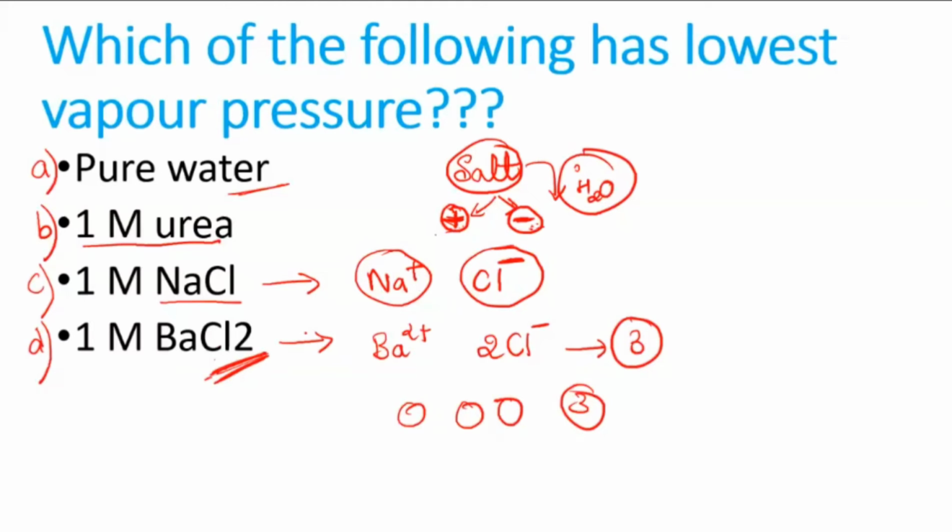So when a salt is given, you should be very careful. You have to break them and find out how many ions are produced, which gives you more number of ions. They will block more, and less surface area will be available, then the vapor pressure will become very less. So this is the correct one. Your answer should be D, barium chloride, because more number of ions are produced. So more is the concentration of the solute here, which decreases the vapor pressure.